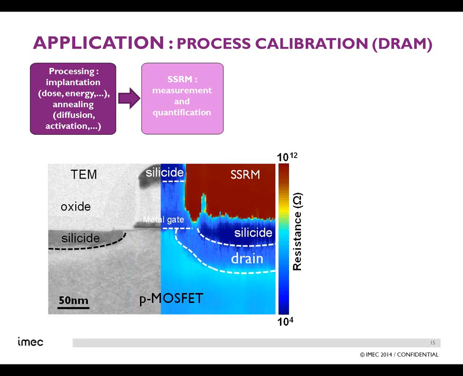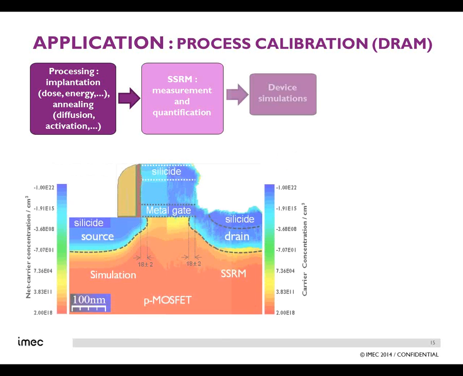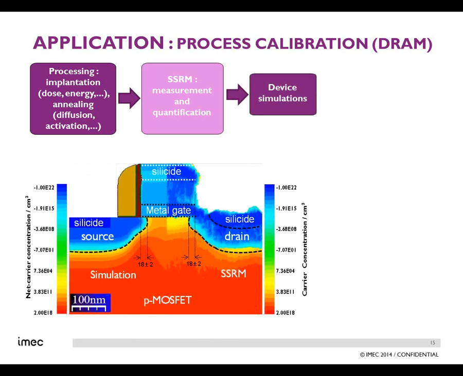First, we make an SSRM image. You see on the right-hand side of this image an SSRM resistance map. SSRM is scanning spreading resistance microscopy. On the left-hand side, you can see the good correspondence with TEM. And then we quantify this SSRM. That's what you can see in this graph. On the right-hand side, you see the SSRM quantified. On the left-hand side, you can see a simulation.